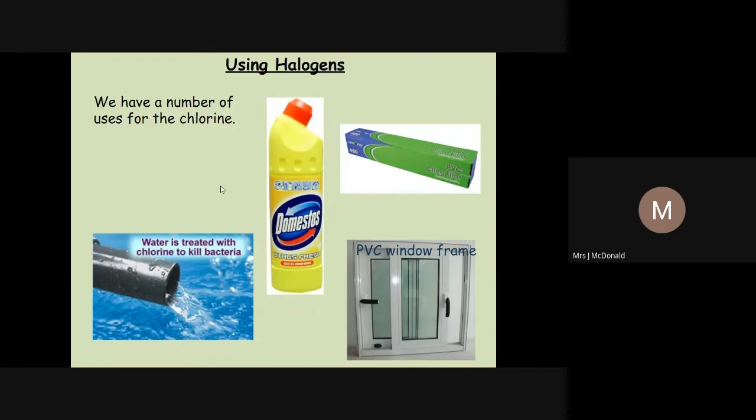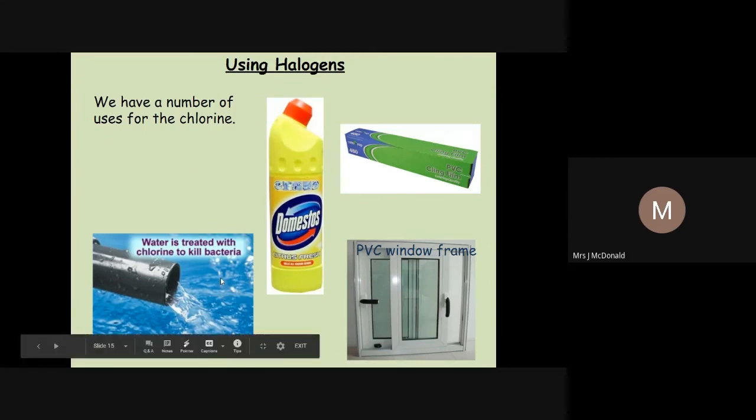And chlorine's got more uses. So look at these other uses of chlorine. It can be used in cleaning products. It can be used to kill bacteria in water treatment. It can be used as part of the polymer PVC in cling film, or here, a PVC window frame. So even though the halogens on their own are quite poisonous, when they're combined with other things, they've got some really good uses.